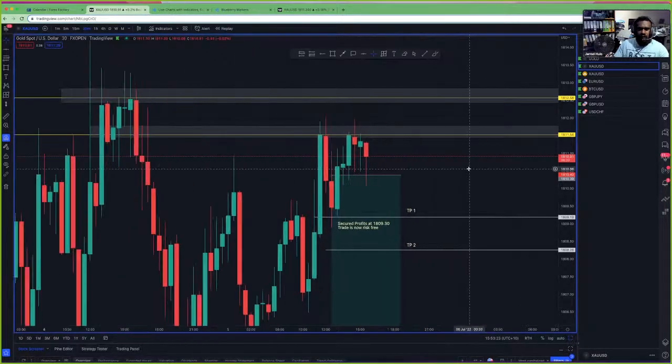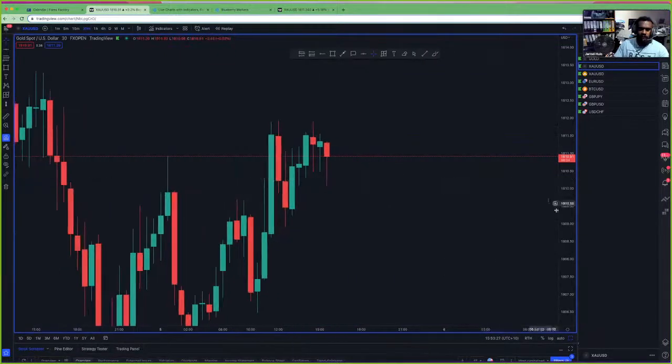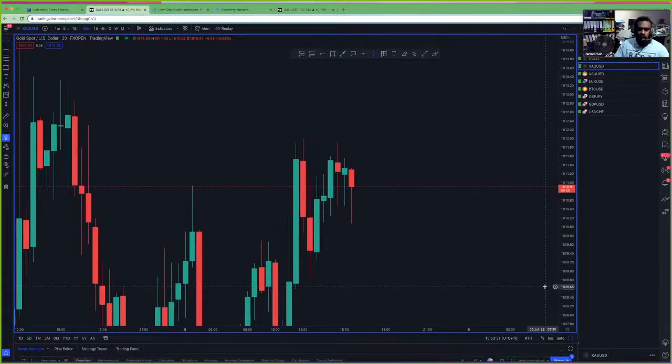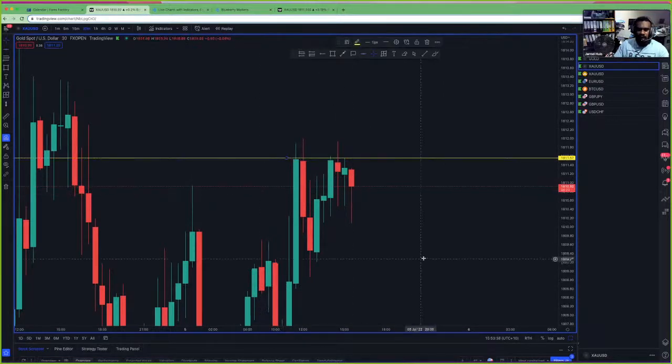Now let's open the 30-minute time frame. Let's see what's happening on the 30-minute time frame. Looking at it, we can clearly see that price is really struggling to break above this resistance area at 1811.60 right over here.